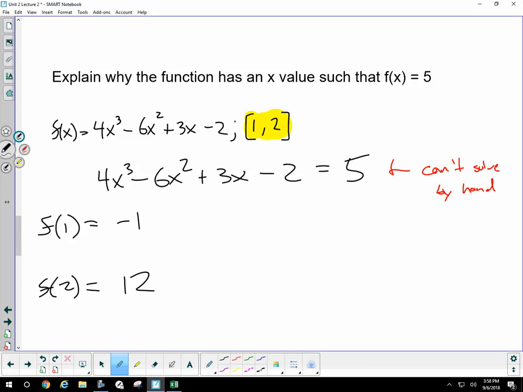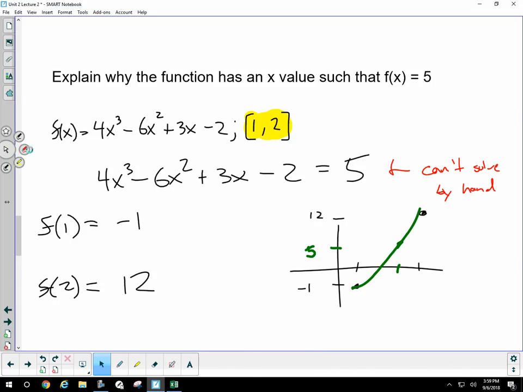So what's that telling me? Well, that's telling me that this function has 2 points, 1, negative 1, and 2, 12. Do we have to pass through 5 if this function is continuous? Yes. So where's 5? 5 somewhere here. How do you connect these points? I'm not sure. I mean, it's an x cubed. It's probably going somewhere like that. Okay? Where is this location? I don't know. Where f of x equals 5, I don't know. But I know that it has to exist. And that's the intermediate value theorem.